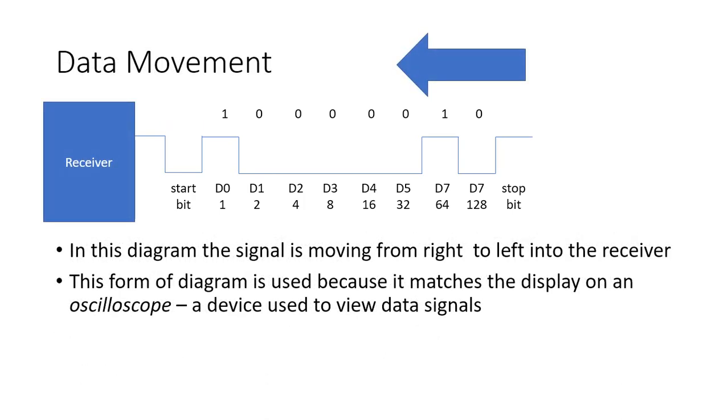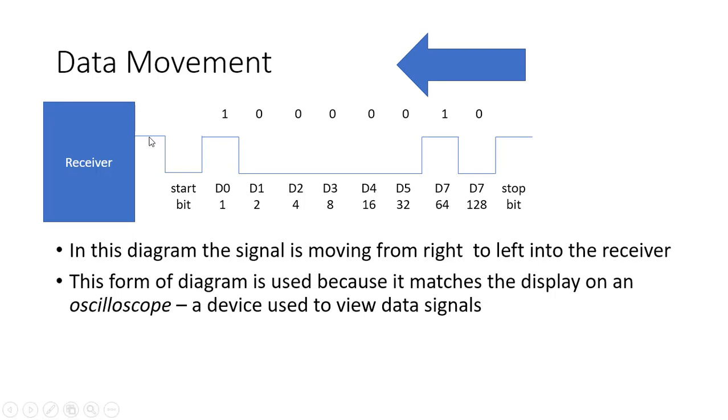So in terms of my diagram, I'm going to show the data traveling from right to left. I've got a receiver on the left-hand side of my page, and this data is going into the receiver. The big arrow tells us that. This might be a bit counterintuitive in terms of how we read, going the other way, but that's because of the way these diagrams tend to be drawn from the point of view of an oscilloscope, which is what we use to look at the signals.